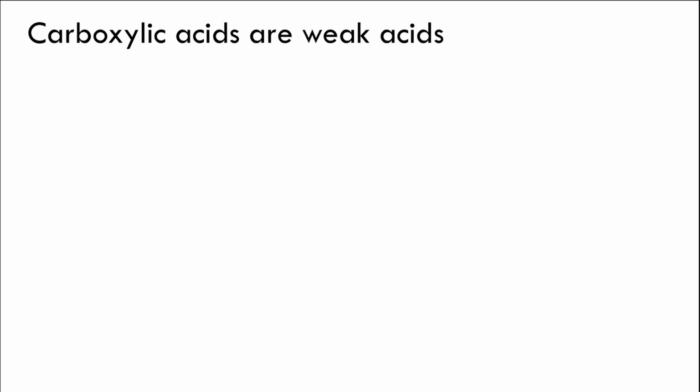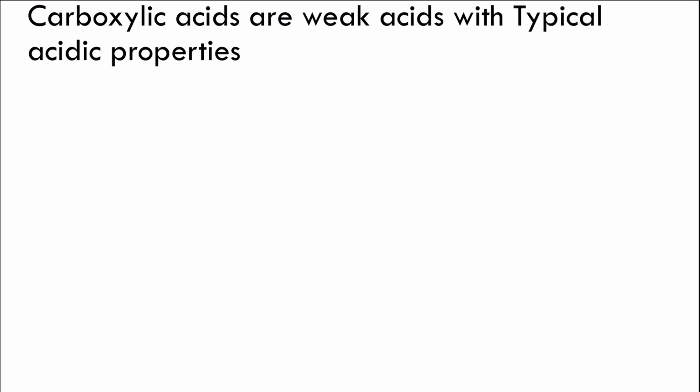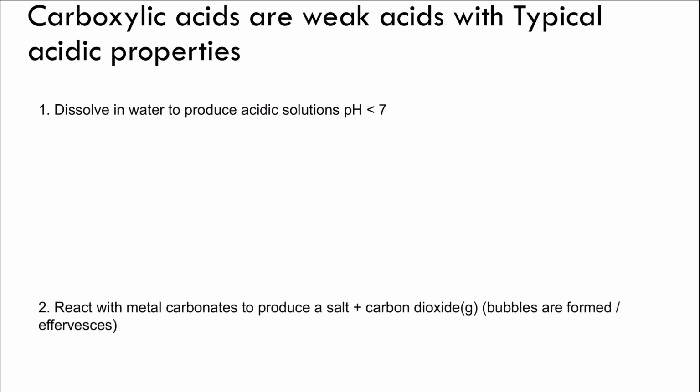Carboxylic acids are weak acids, so they partially dissociate in water to give the carboxylate ion and the hydrogen ion. This is a partial dissociation, and the equilibrium lies to the left because most of the acid will be intact, not dissociated in water. Carboxylic acids are weak acids. However, they have typical acidic properties. So when they dissolve in water, they will produce an acidic solution of pH less than 7.